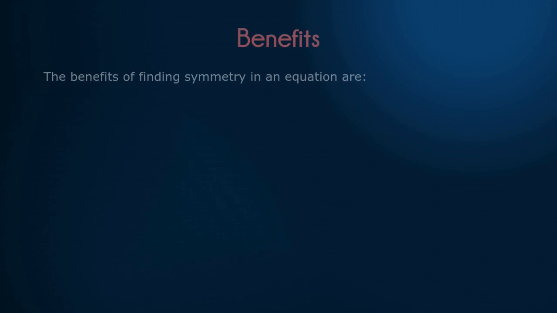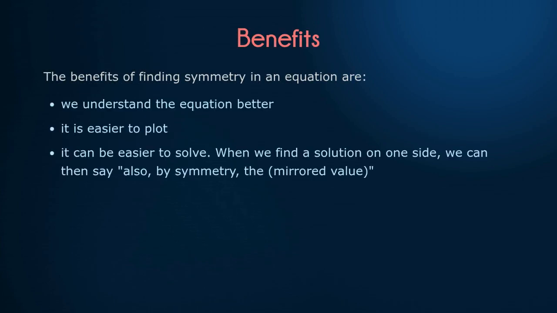The benefits of finding symmetry in an equation are: we understand the equation better. It is easier to plot. It can be easier to solve. When we find a solution on one side, we can then say also, by symmetry, the mirrored value.